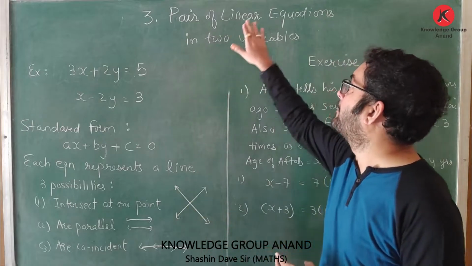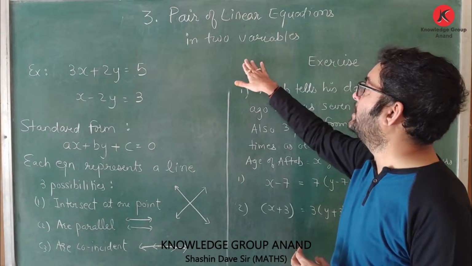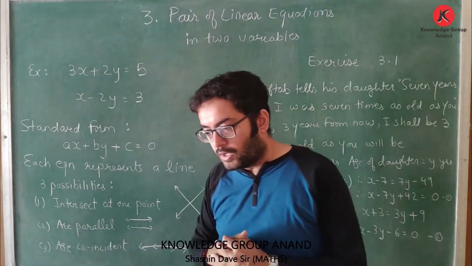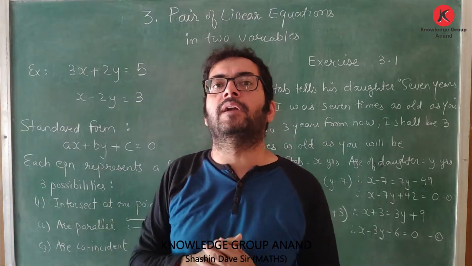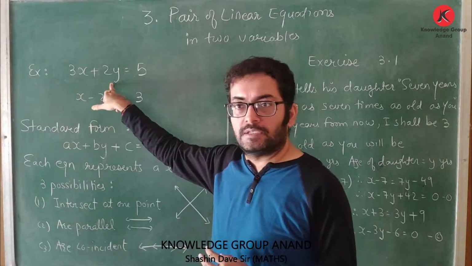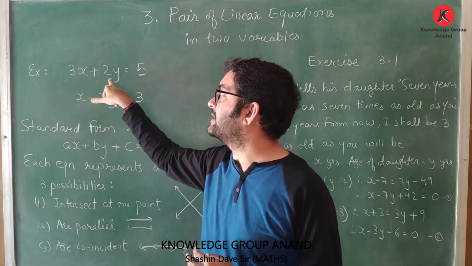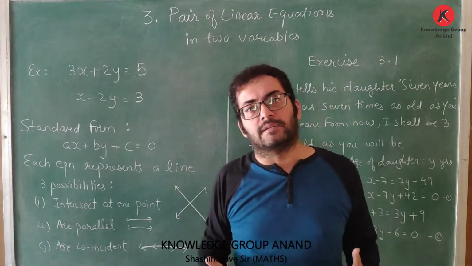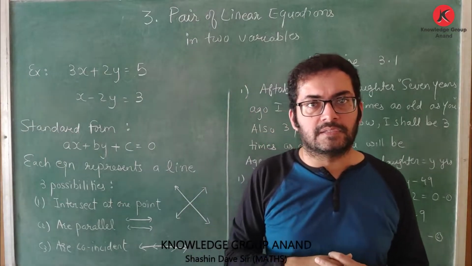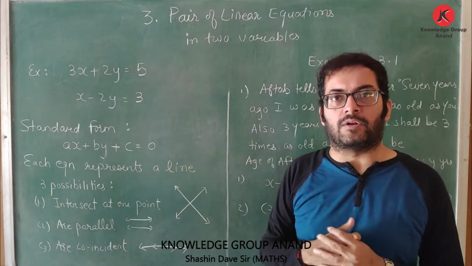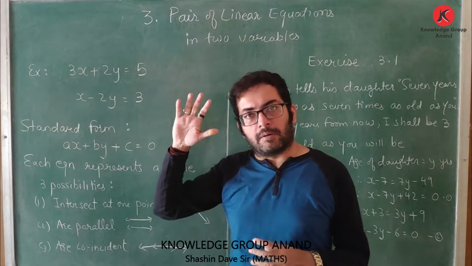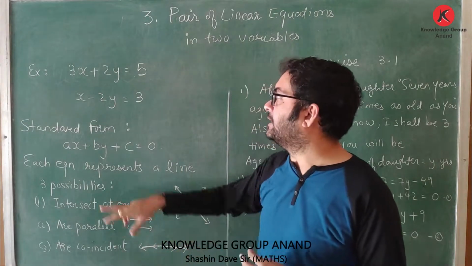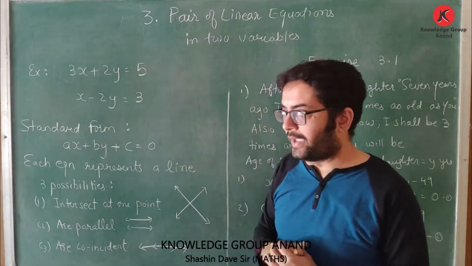So once again, pair of linear equations in two variables. In this chapter we are having equations where the values of x and y are unknown. Using different methods about which we will discuss in detail later on in this chapter, our main aim will be to find the values of x and y.